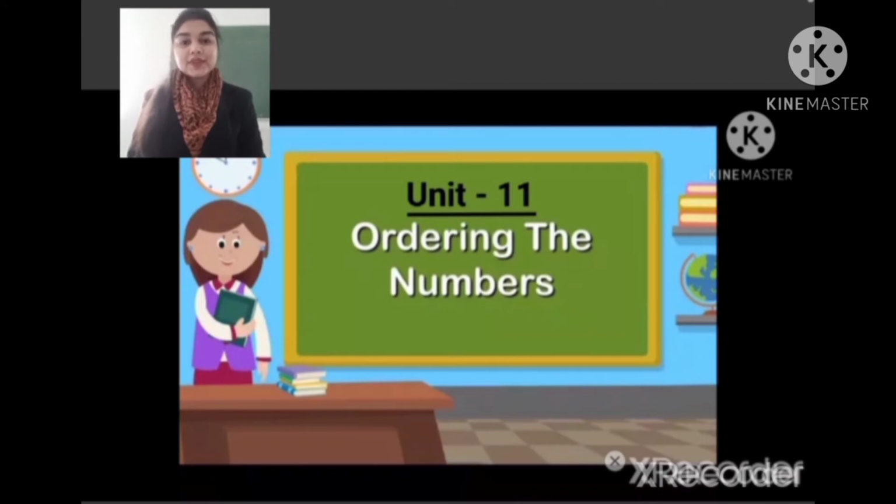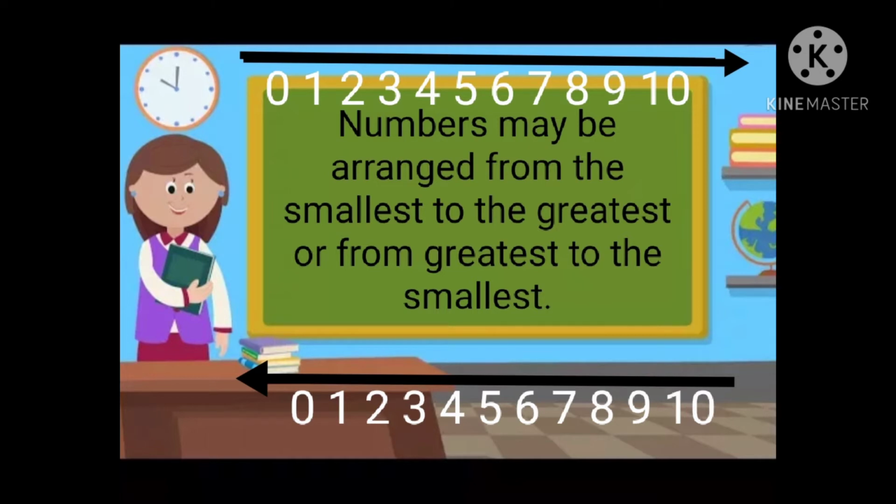Today I am here with a new chapter in maths, that is chapter number 11, ordering the numbers. What do you mean by ordering the numbers? Numbers which may be arranged from the smallest to the greatest or from greatest to the smallest, known as ordering the numbers. As you can see the arrows upside and downside with the numbers from 0 to 10, moving from left to right means smallest to the greatest, and moving from right to left means greatest to the smallest.